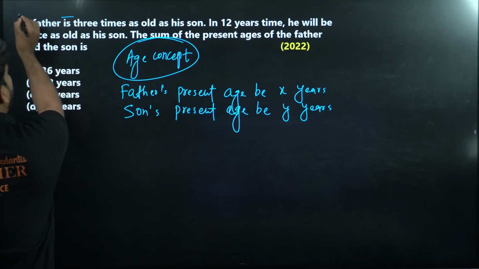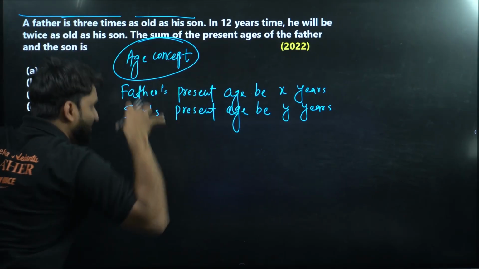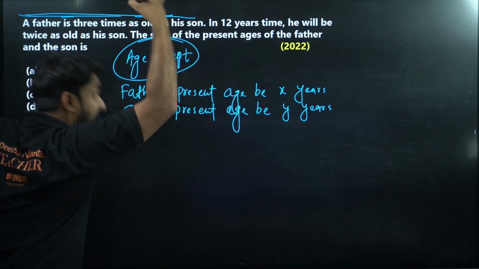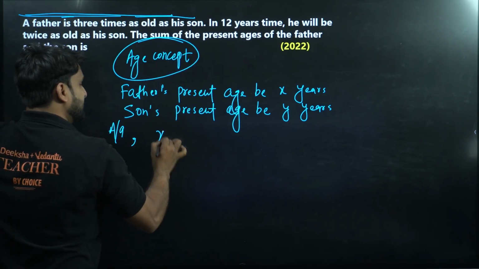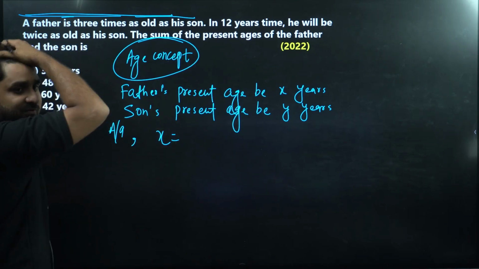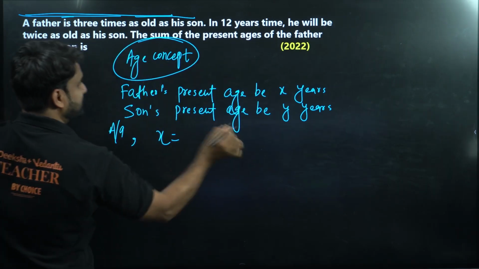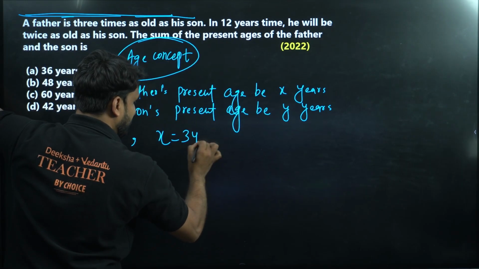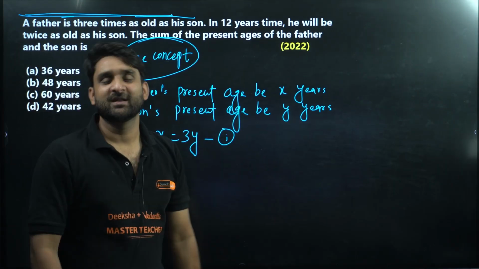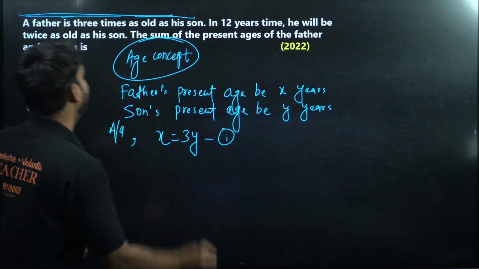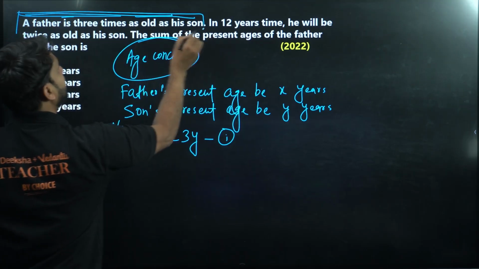A father is 3 times as old as his son. So in the present, the first situation is, according to the question, the father's present age X is 3 times the son's age. So X is equal to 3Y. The first equation we have formed after reading the first statement.